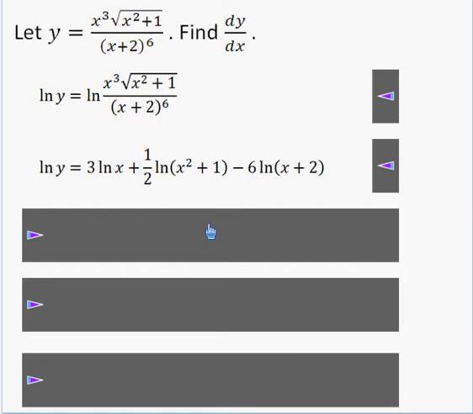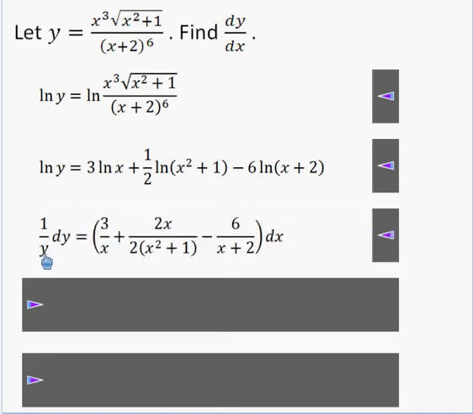Now we can find the derivative. On the left, we have 1 over y dy. On the right, we differentiate 3. The derivative of natural log of x is just 1 over x. Here we have our 1/2, and that's why we have our 2 here to start with. The derivative of natural log of this is just 1 over the x squared plus 1. That's where that comes from, times the derivative of what's inside, so 2x, and that's why that's in the numerator. And then the derivative of this is just 6 over x plus 2. To do the chain rule there, the derivative of x plus 2 is just 1, so that doesn't affect anything.